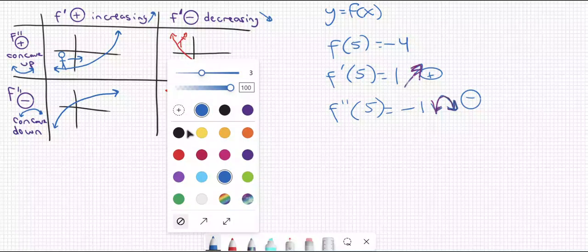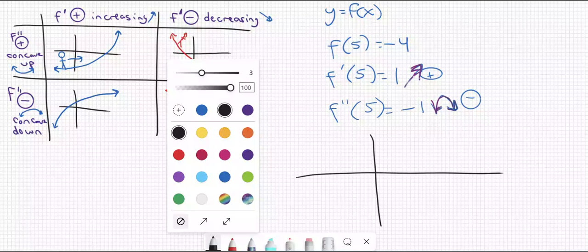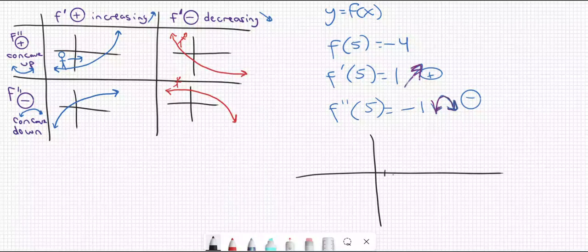Okay, so let's see what that might look like. So 5, -4: 1, 2, 3, 4, 5, somewhere, right, -4 is a point somewhere in this region. This is what I mean about I like a point. It's like a concrete piece of information. Okay, so we have a point, and then we know it's uphill at that point, and it's concave down.